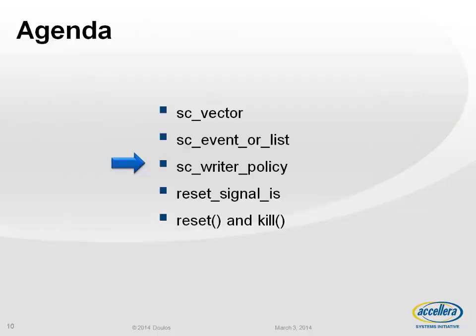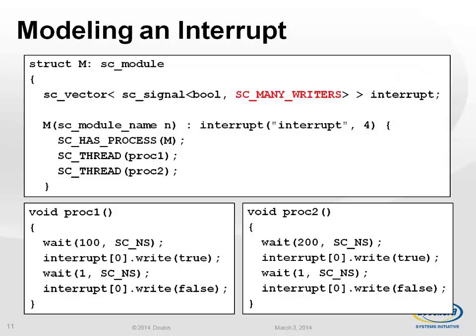SC writer policy. This is another improvement on SystemC, part of a long story, but cut a long story short, in the current SystemC standard, for each of your signals, you can specify whether or not you want to allow multiple processes to write to that signal. You can choose to configure things so that the signal can only be written by a single process, which is the default, and that's how it was always meant to be.